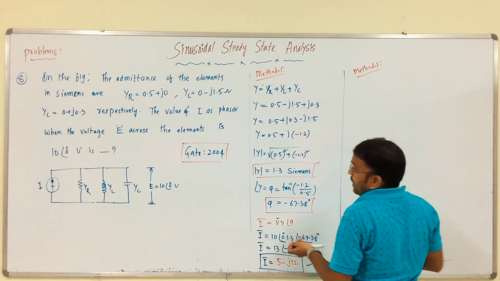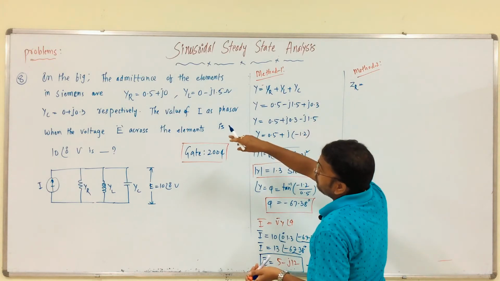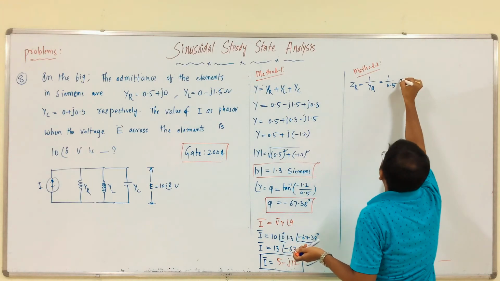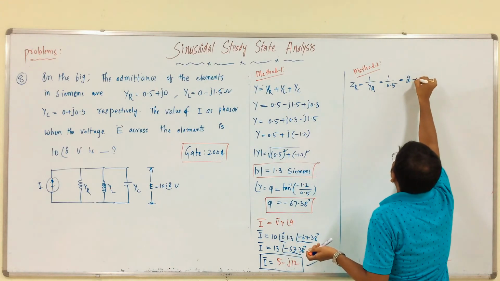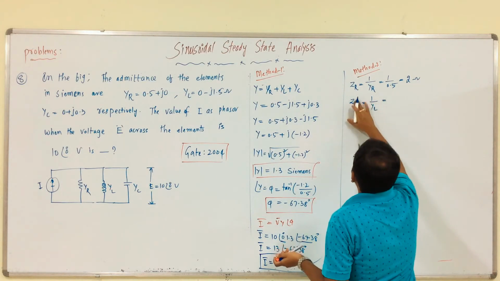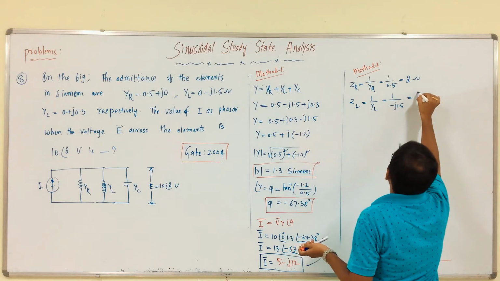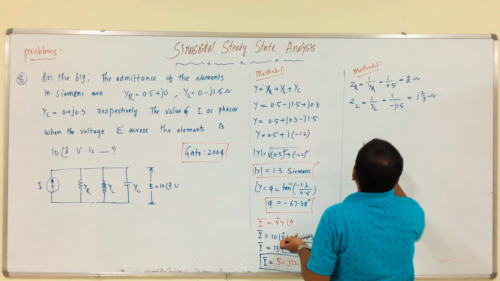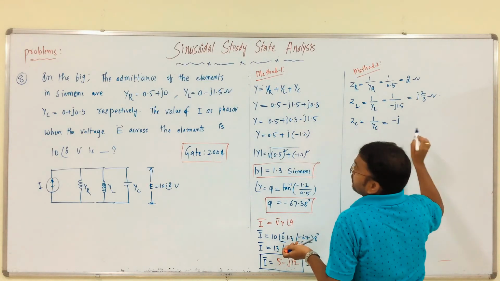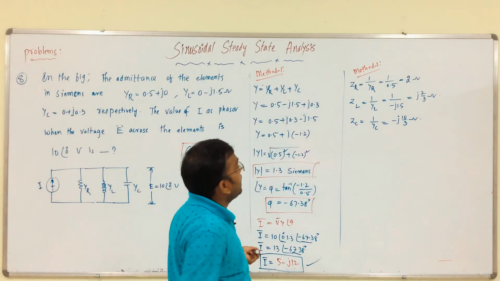Method 2 is by using the impedance method. From that, ZR is what? Given YR is 0.5, so ZR is the reciprocal of admittance, that is 1 by 0.5, which is nothing but 2 ohms. Like that, ZL is 1 by YL, which is 1 by minus j1.5, which is nothing but j2 by 3 ohms. ZC is nothing but 1 by YC, which is nothing but minus j10 by 3 ohms, that is jXL minus jXC.